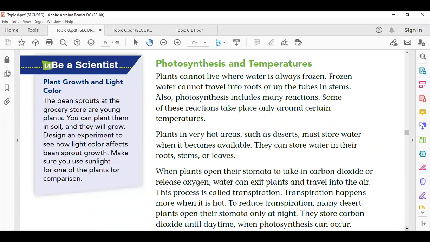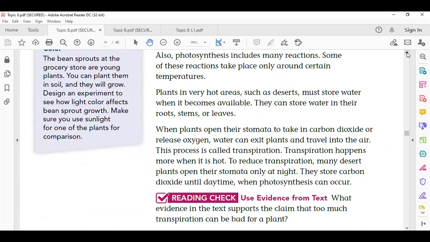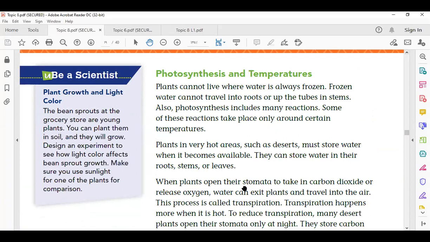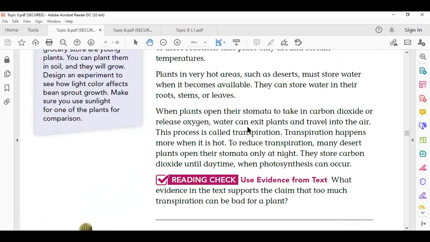Photosynthesis and temperature. Plants need water for photosynthesis. In cold areas, if the water is frozen, it is difficult for the plant to do photosynthesis. And in hot areas, the water evaporates. When plants open their stomata to take in carbon dioxide or release oxygen, water can exit plants and travel into the air. This is a process called transpiration.